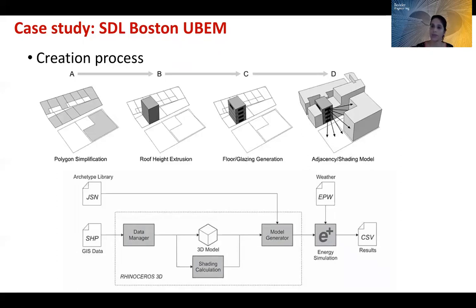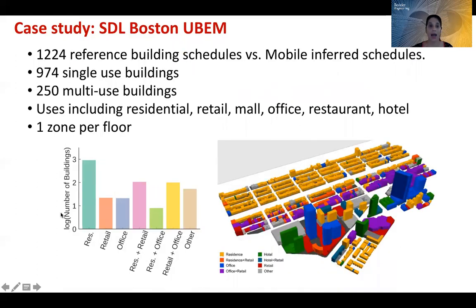What we are going to do is run them with and without the phone data to show the differences. And we're going to do this for 1,200 reference buildings using this occupancy. The types of buildings are single use, multi-use, and they include residential, retail, so it's a whole mix of uses, as you see. We use a particular area in which not all have the same use, so basically we have a very mixed and complex type of use.